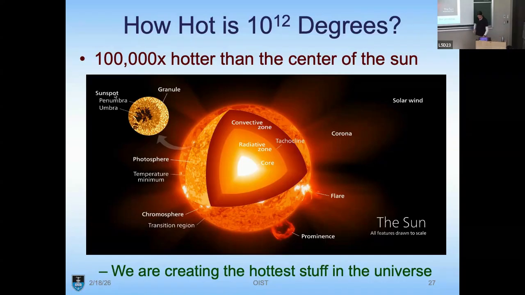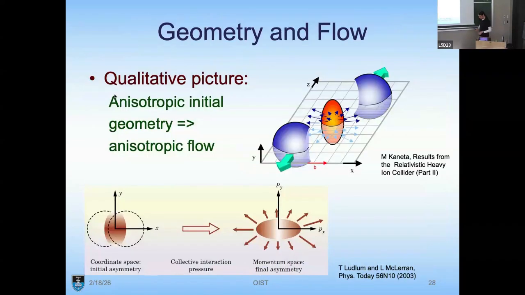Coming back to the well-founded skepticism of temperature, let's talk about another aspect where we see reason to believe there's collective behavior happening in these incredibly small systems. These two nuclei are roughly spherical. They are Lorentz boosted to pancakes, so they look like little circles. I have one circle and another circle colliding into each other, and the overlap is, roughly speaking, some kind of oval shape. So I have a geometric anisotropy in my system at the initial time.